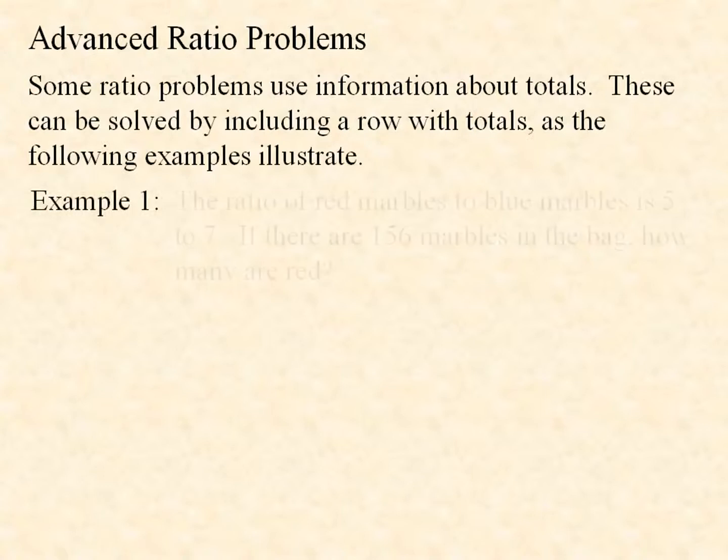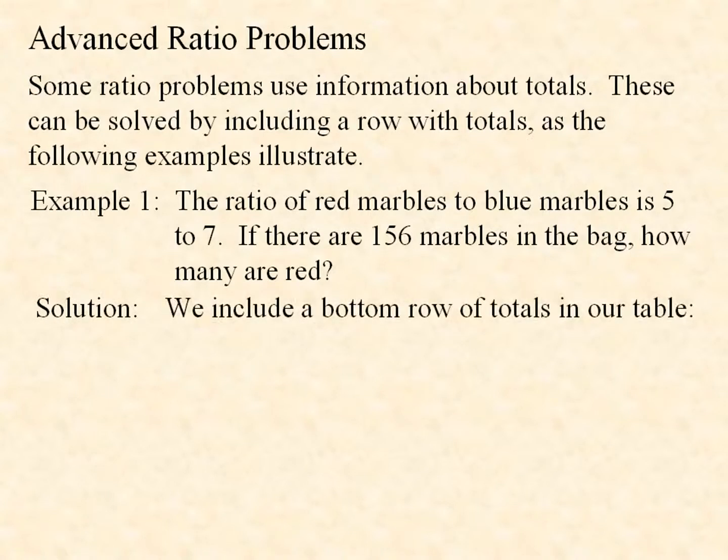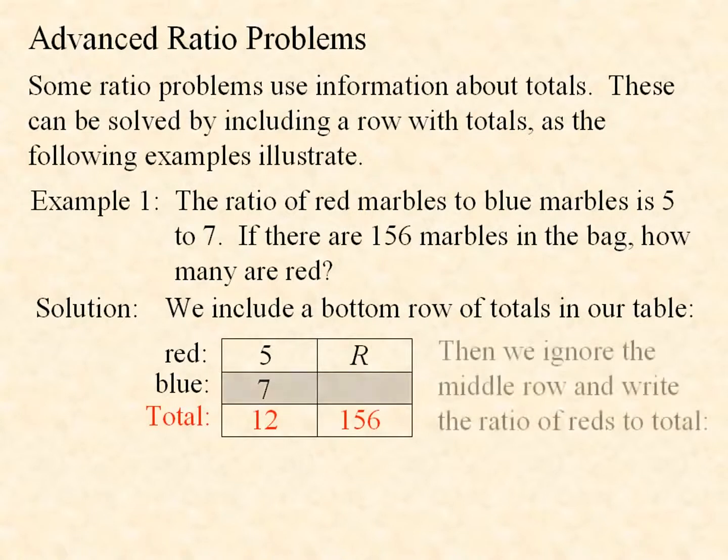Example 1. The ratio of red marbles to blue marbles is 5:7. If there are 156 marbles in the bag, how many are red? We include a bottom row of totals in our table. For every 5 red, there are 7 blues, and that's a total of 12 marbles. Now the given information says we have 156 total marbles.